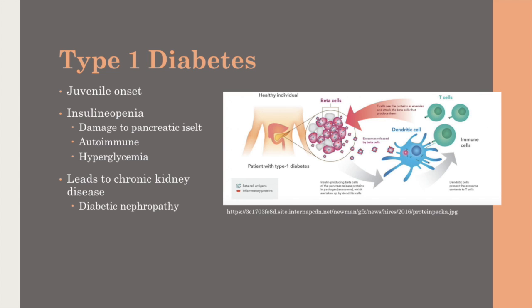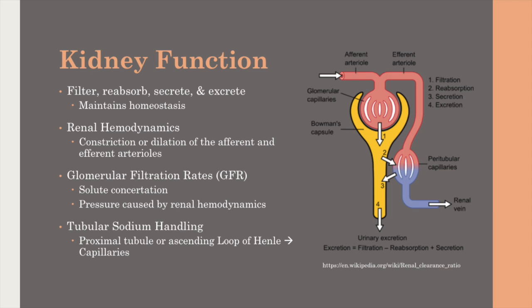Since insulin is not produced, glucose is not taken up throughout the blood systemically. This can lead to various diseases downstream, including chronic kidney disease. Specifically, this can result in diabetic nephropathy. The main functional unit of the kidney is known as the nephron.